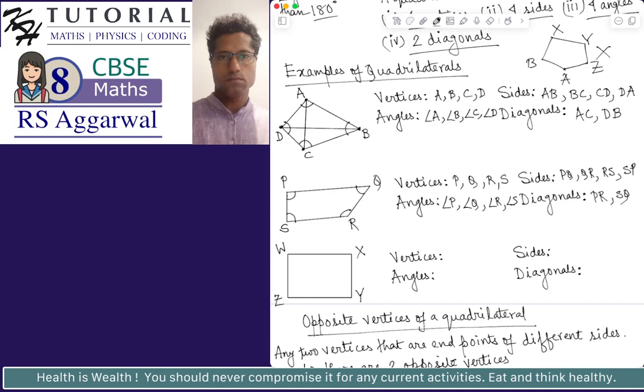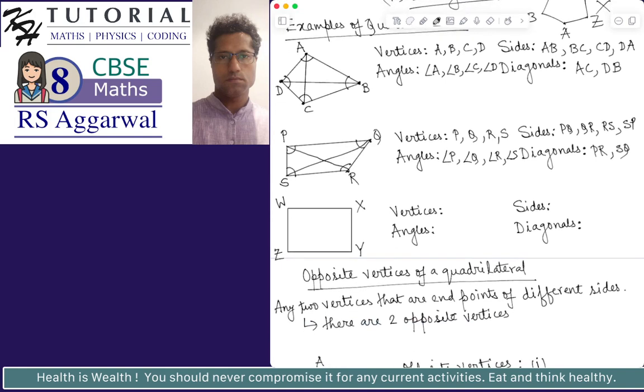So this is PR, joining P and R, which are 2 opposite vertices. S and Q are the other 2 opposite vertices. If I join S and Q, the line segment formed is another diagonal. So PR and SQ are the 2 diagonals. A quadrilateral always has 2 diagonals.